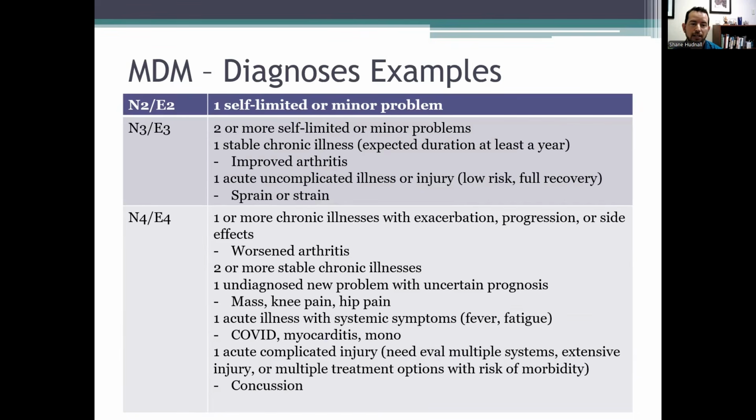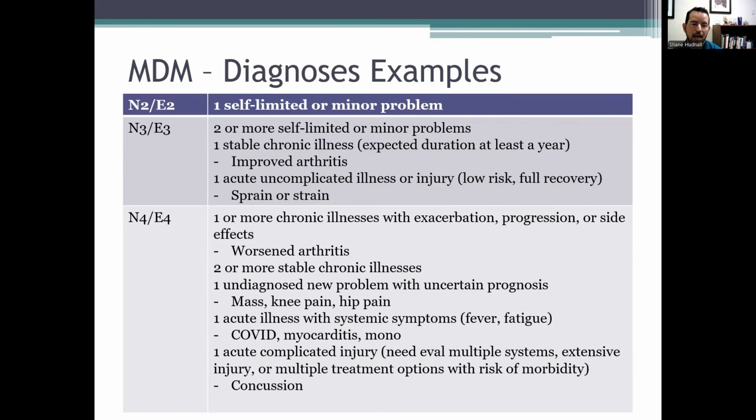Also in level 3 is an acute uncomplicated illness or injury that has low risk and expected full recovery, like a sprain or a strain. And then moving on to level 4, this is where you get into chronic illnesses that have an exacerbation or have progressed or have side effects. So someone that comes into your office with worsened arthritis would be a good example of a level 4 visit.